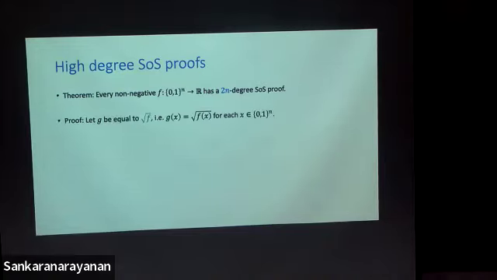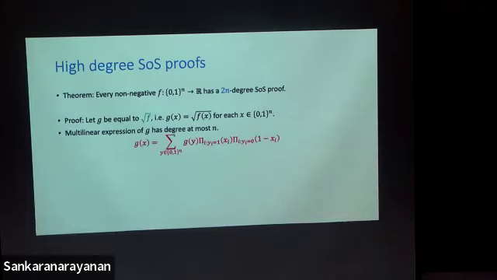So why is that? Let's assume that the function f is non-negative over the hypercube. We define the function g to be the square root of f. So clearly f is equal to g square. If we can prove that g defined in this way has degree at most n, then that solves our problem. Now this is a general theorem that any function over the hypercube, you can write as a polynomial of degree at most n. So let's look at this expression over here.